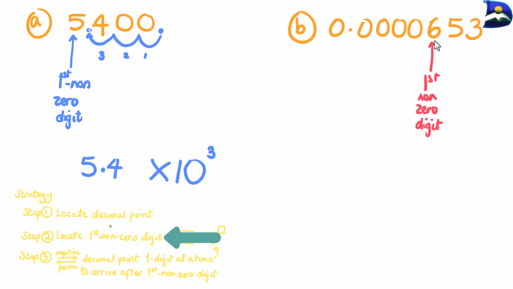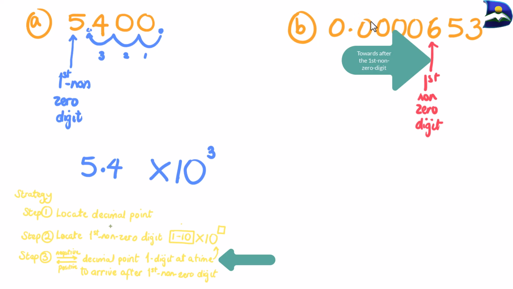Our next step is to move our decimal point one step at a time to arrive after our first non-zero digit. And recognizing that means that our decimal point is going to be moving in what direction? Not to the left, because that is not where our first non-zero digit is located. However, we're going to be moving to the right, and that means that we're going to be going one step at a time, negative numbers.